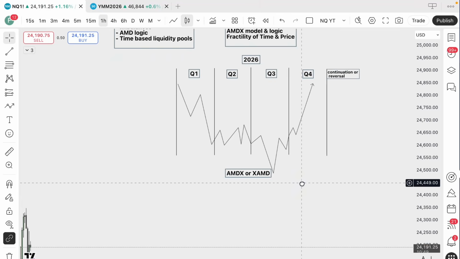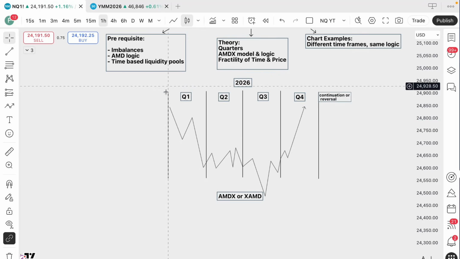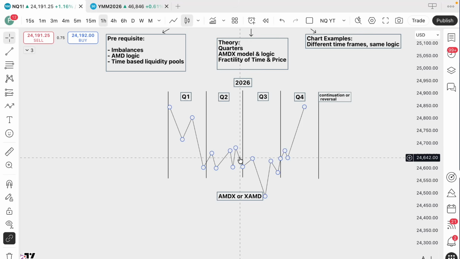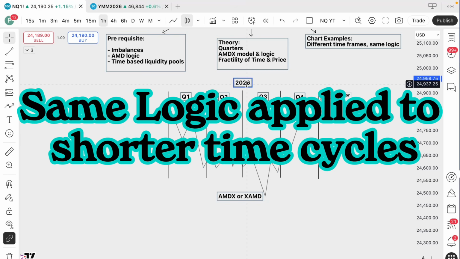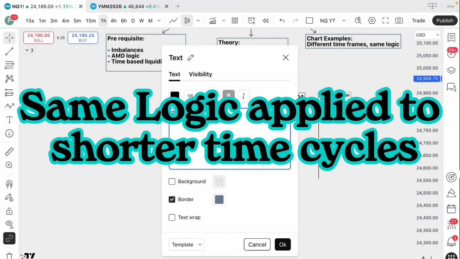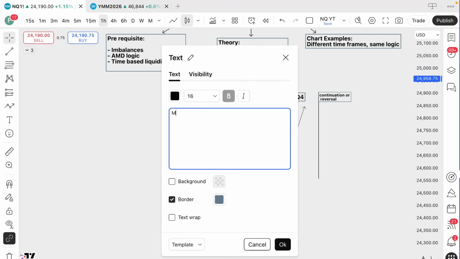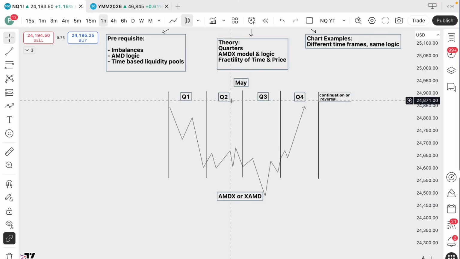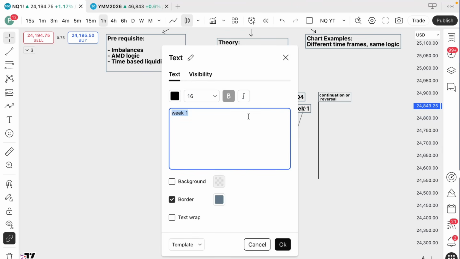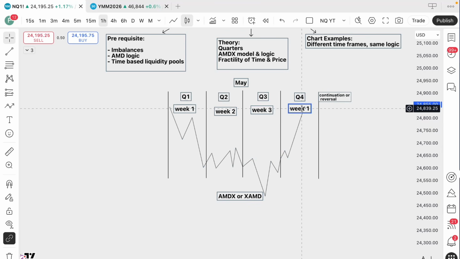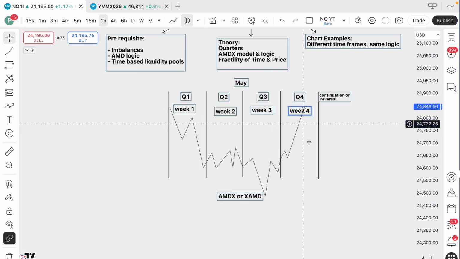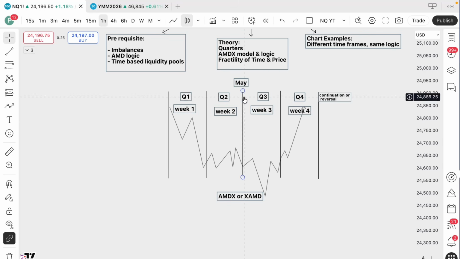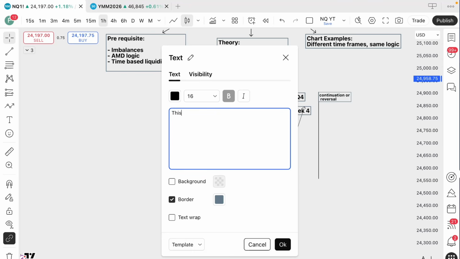Why? Well, now that you have done this for 2026, you can do it for a lower cycle as well. So what if I tell you that here instead of 2026 we have, what, May? And so what are these Q1, Q2, Q3, Q4? They are your weeks. So week 1, week 2, week 3, and week 4. All right. What if I told you that this is not May, this is this week?